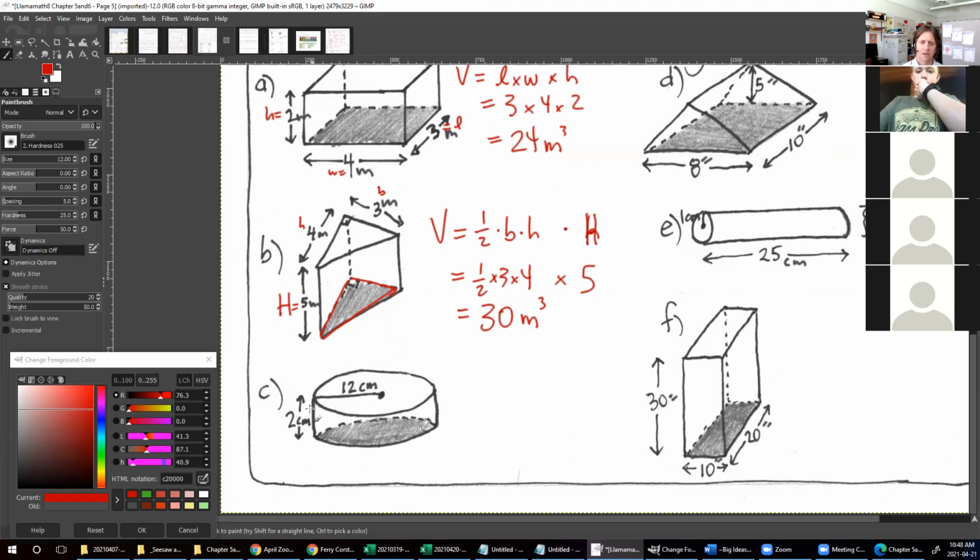Okay, so on this one, the height is going to be 2 centimeters and the radius is going to be 12. This is a really flat shape, like a birthday cake here.